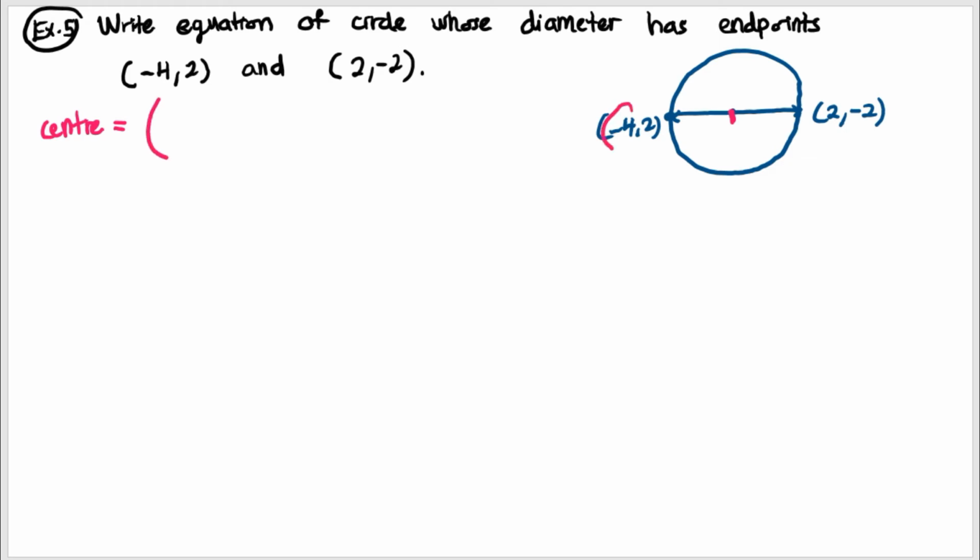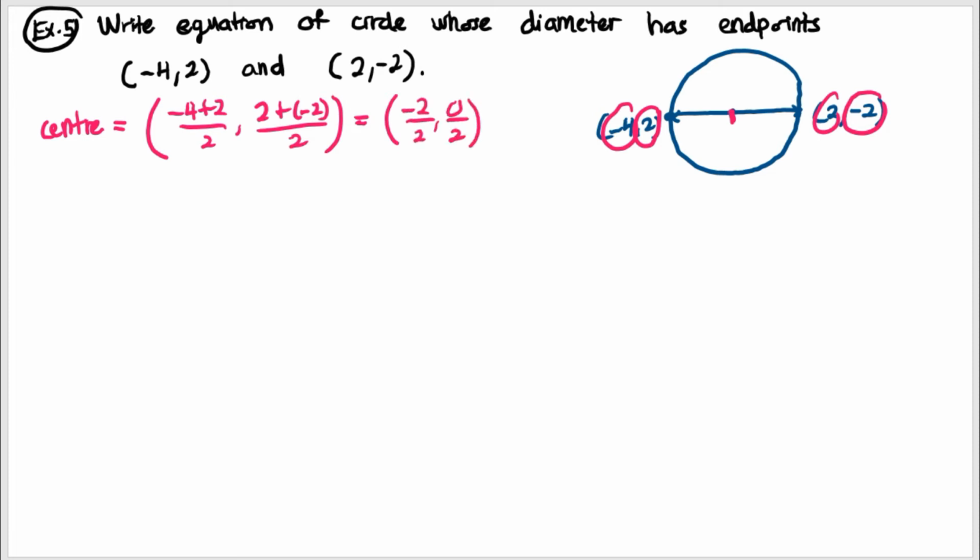So you have to add -4 with 2, so (-4 + 2), and you divide by 2 because we need to find the midpoint. And the second part for y is (2 + (-2)), you divide by 2. You simplify this one and you get -2 divided by 2, and 0 divided by 2. You simplify, you get (-1, 0). (-1, 0) is the center for the circle.